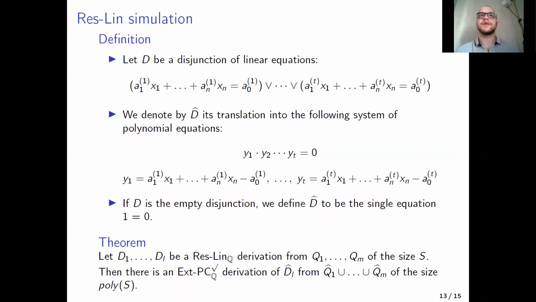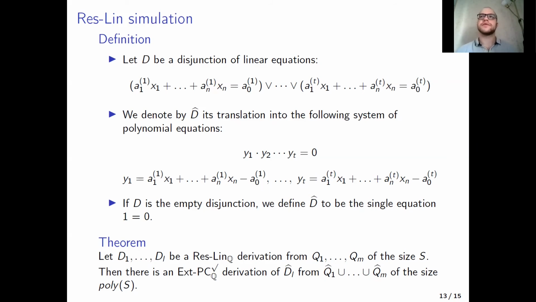Now I would like to discuss the relation between the extended polynomial calculus proof system and the Res-Lin proof system. Suppose we have some disjunction of linear equations and we would like to translate it into some system of polynomial equations in order to simulate Res-Lin in the polynomial calculus setting. So the translation would be the following. For every linear equation in our disjunction, we introduce a new variable. And also we say that the product of those new variables is equal to 0. Also, if the original disjunction of linear equations was the empty disjunction, we will define its translation to be the single equation 1 equals 0.